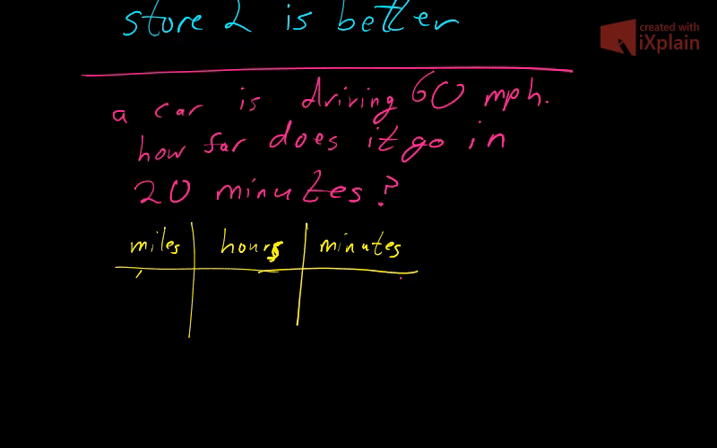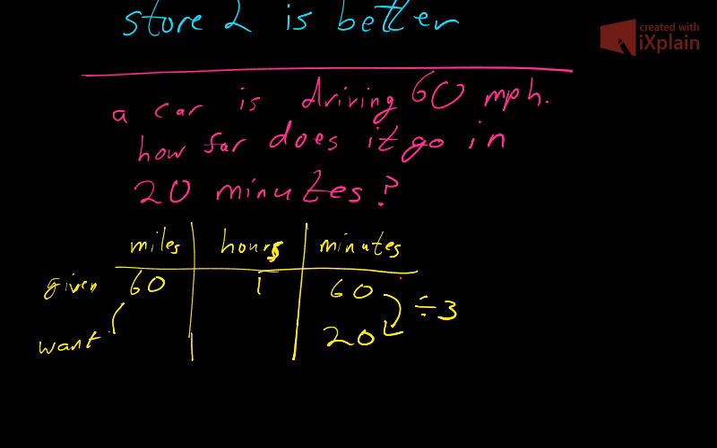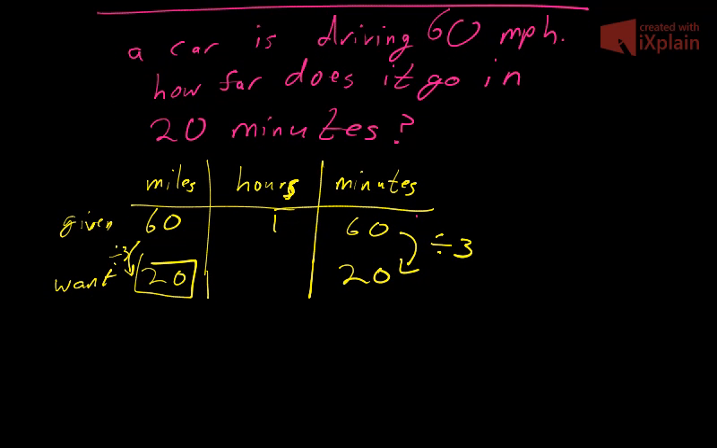So my first one is 60 miles in 1 hour. 1 hour is 60 minutes. So if I'm starting with 60 minutes, I need to end up with 20. This is what I'm given. This is what I want. I'm always going to set up my tables like that, where I start off with what I'm given and end with what I want. So I start off knowing that I'm going 60 miles in 60 minutes. Now I want to figure out how far I go in 20 minutes. To get from 60 to 20, I'm dividing by 3. I'm going to do that on this side too. 60 divided by 3 is going to be 20. So my final answer would be 20 miles right here.